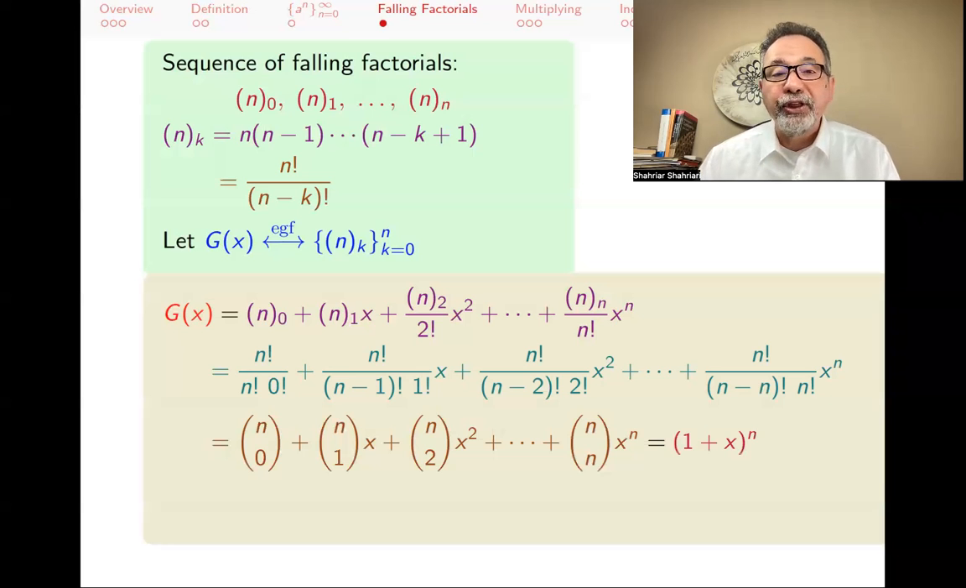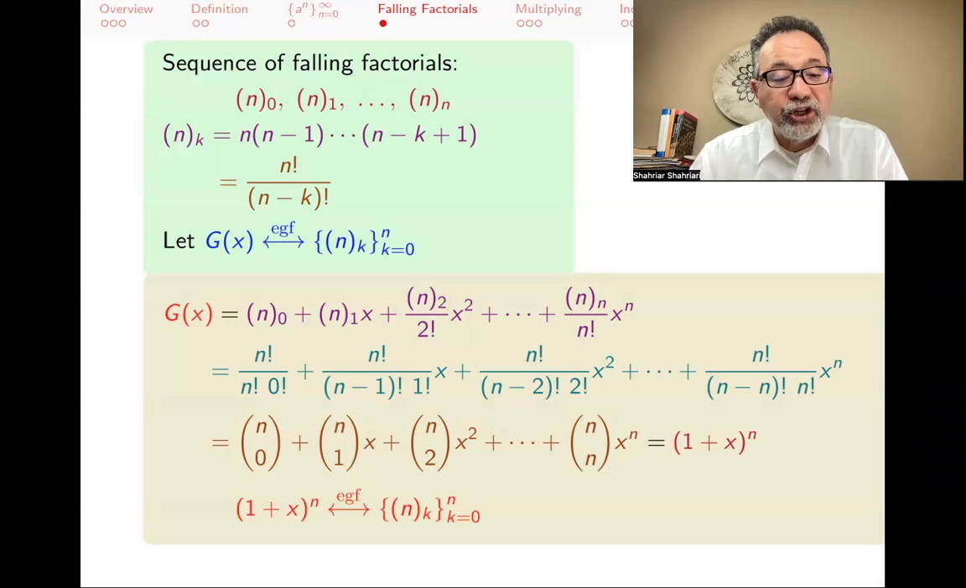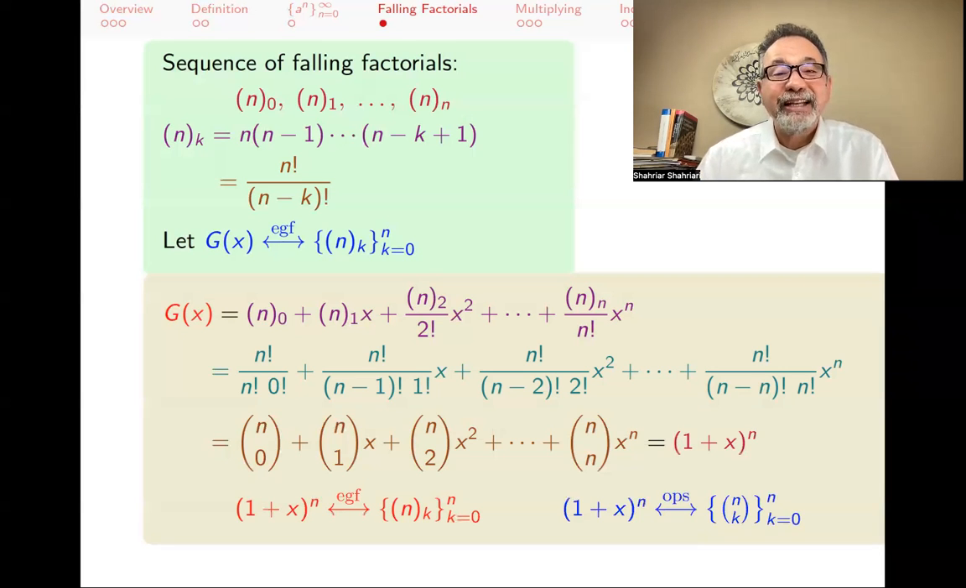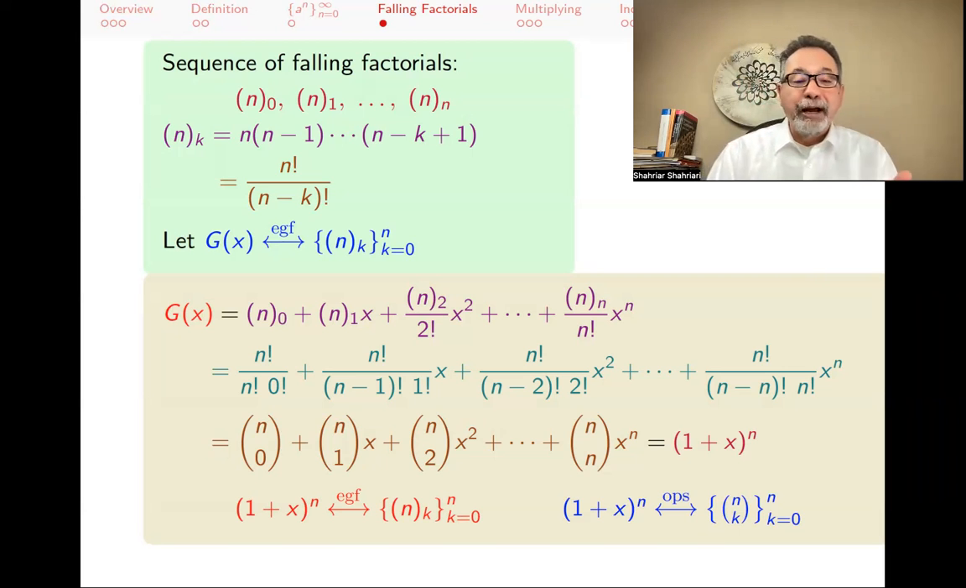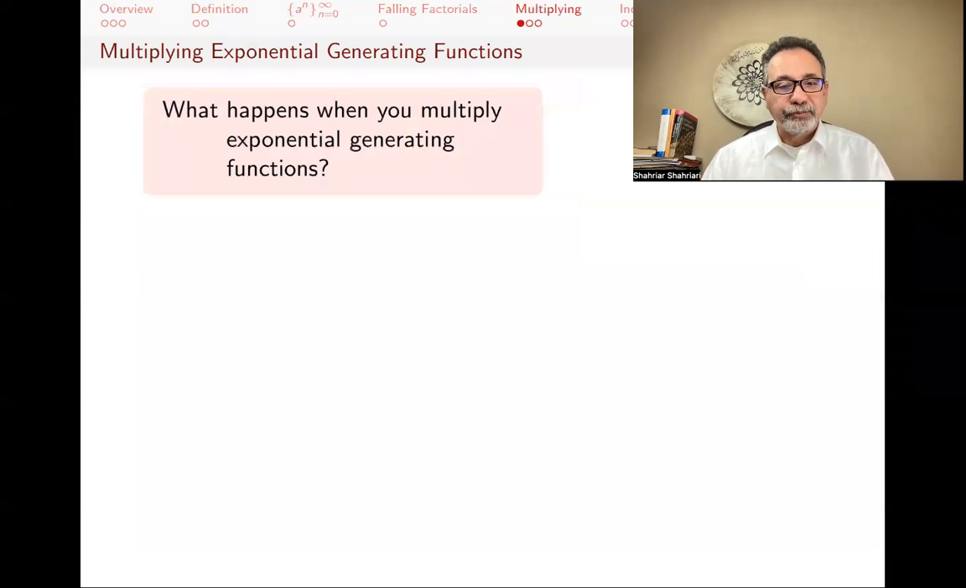And by the binomial theorem, this is (1 + x)^n. So (1 + x)^n is the exponential generating function of falling factorials. Now remember that (1 + x)^n, that same function, was the ordinary power series of the binomial coefficients, but it's the exponential generating function of the falling factorials.